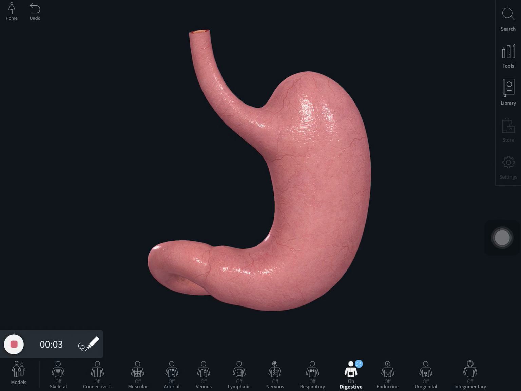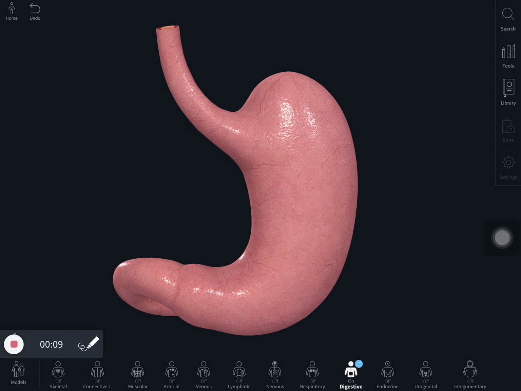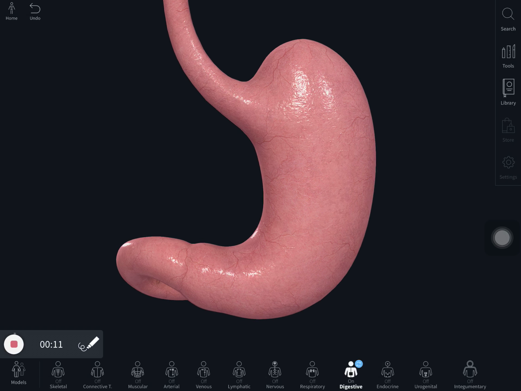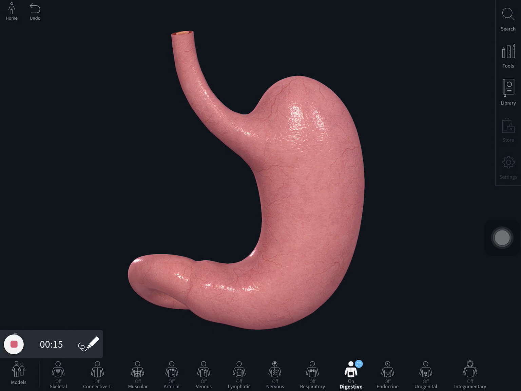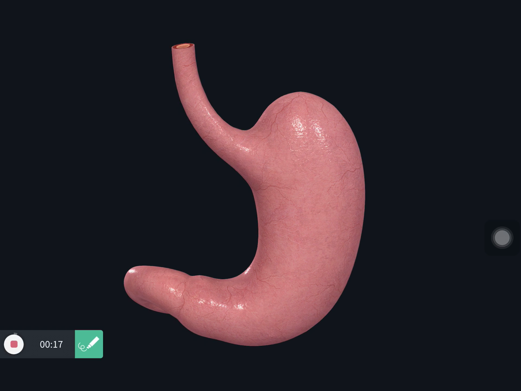Hello. Now we're gonna speak about the stomach. We're gonna start first with the divisions of the stomach. We've got the first part, which is the cardia, and it is dome-shaped, projects upward. It is always filled with gas.